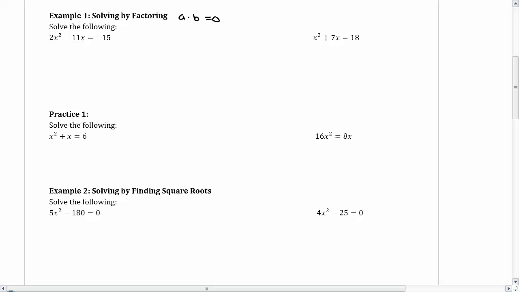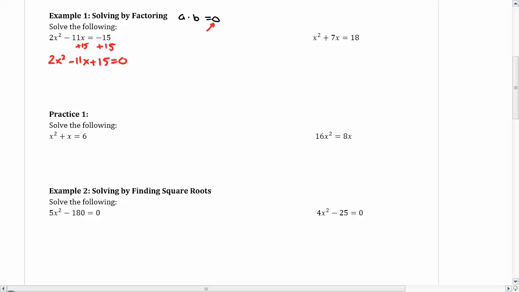Well, in this one, what we would need to do is make sure it equals 0. So make this equal 0 by doing the opposite. You need to get rid of anything that's on one side. Get everything on one side, set it equal to 0, factor it out. So adding 15 to both sides, on the left side, that's going to give me 2x squared minus 11x plus 15 equals 0.